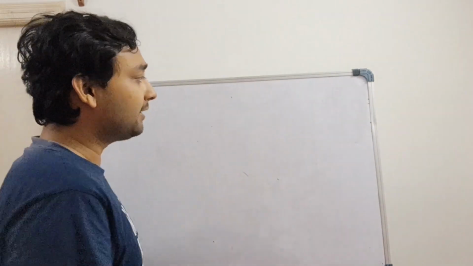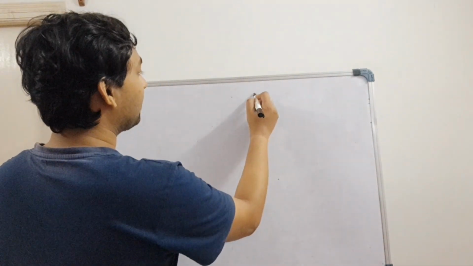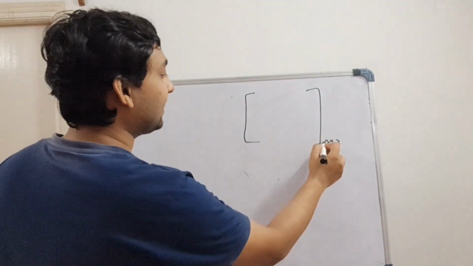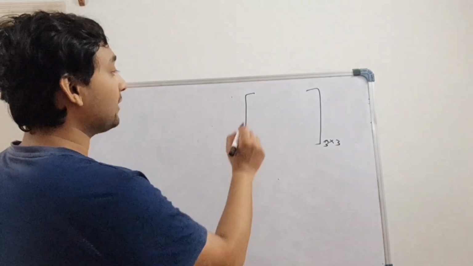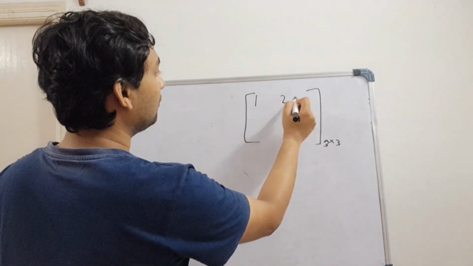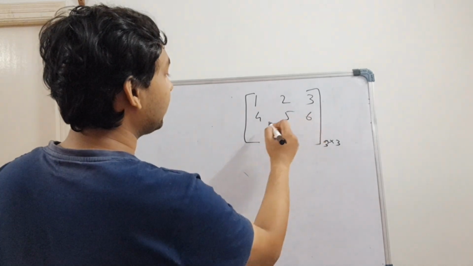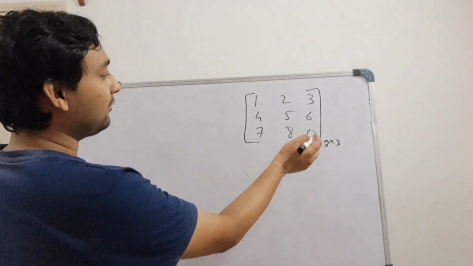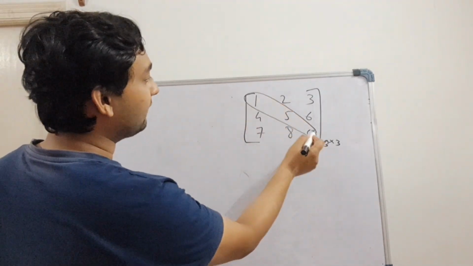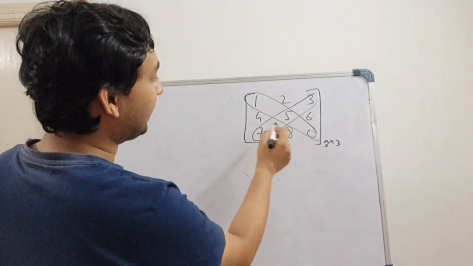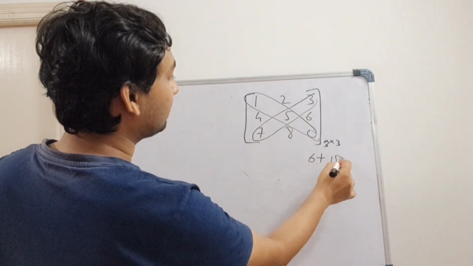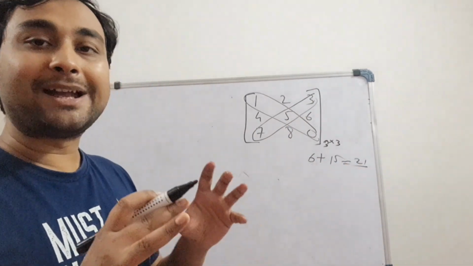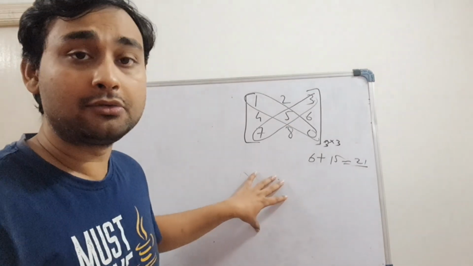So basically, for calculating the diagonal sum, we need to take an n cross n matrix. I am taking a 3 cross 3 matrix here: 1, 2, 3, 4, 5, 6, 7, 8, 0. Let's suppose I take this matrix and I need to calculate the sum of the diagonals. So what will be the sum of the diagonals here? It's 6 plus 15. 7 plus 3, 10 plus 5, 15. So how much will be my total? It's 21. So this will be the sum of the diagonal. Now how can you calculate it through an optimized approach?